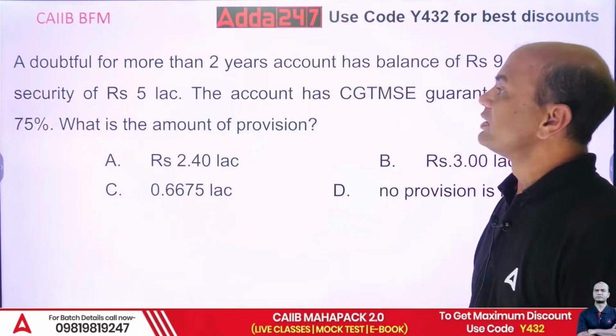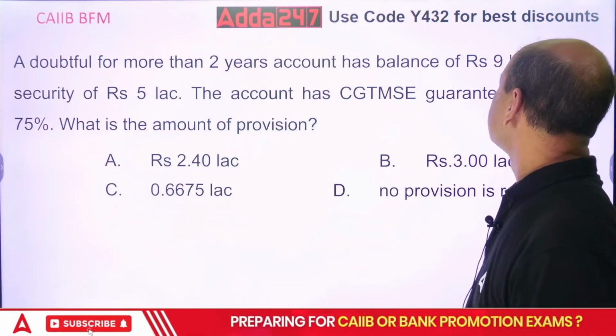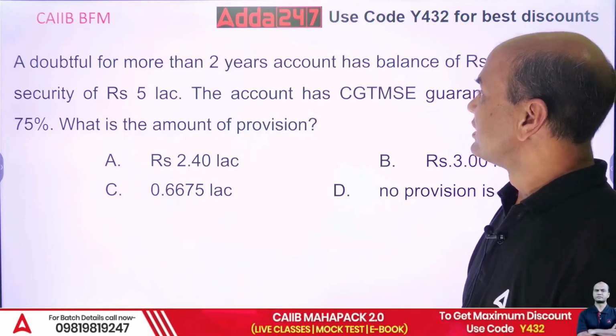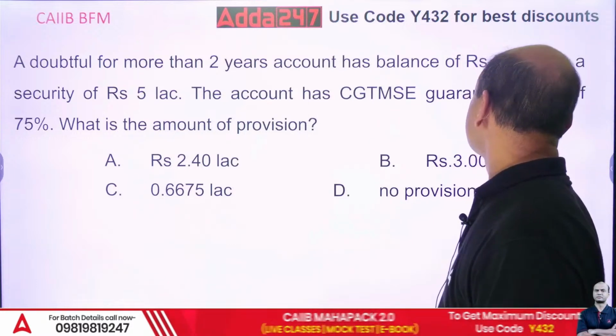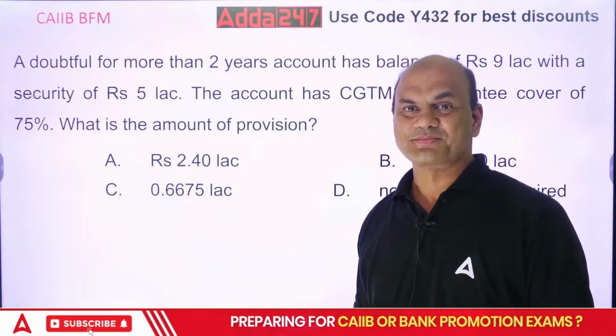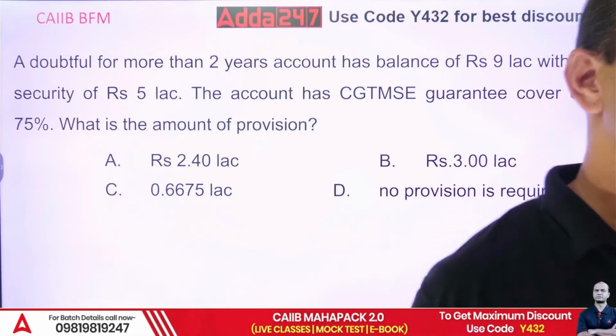A doubtful asset for more than 2 years, account has a balance of rupees 9 lakhs with a security of 5 lakhs. The account has CGTMSE guarantee cover of 75%. What is the amount of the provision? Think everyone. Think of it.